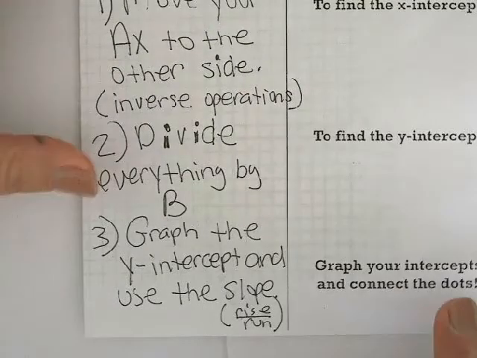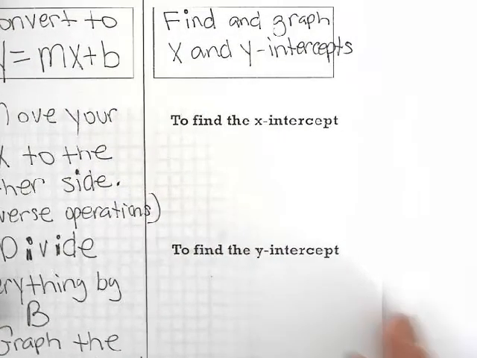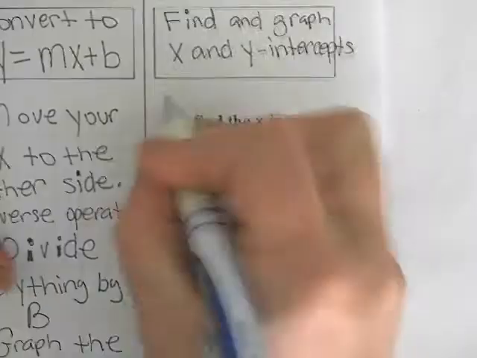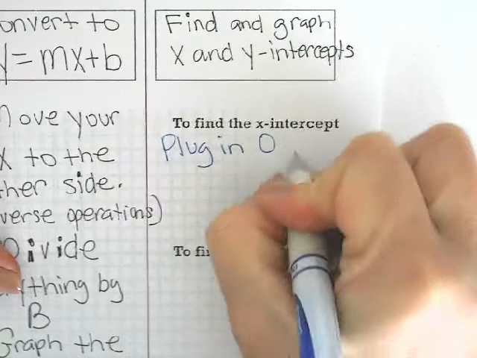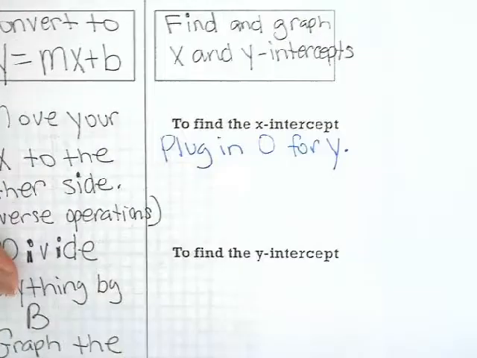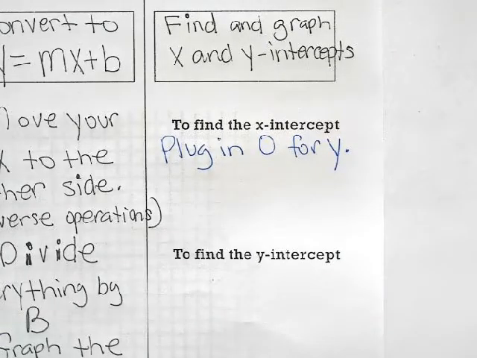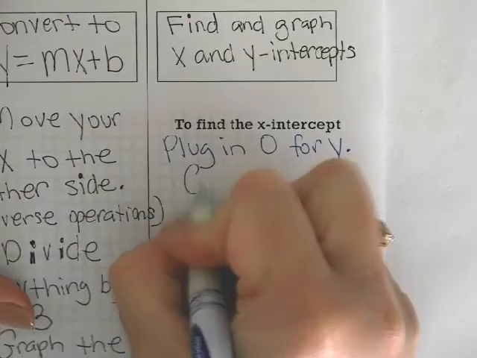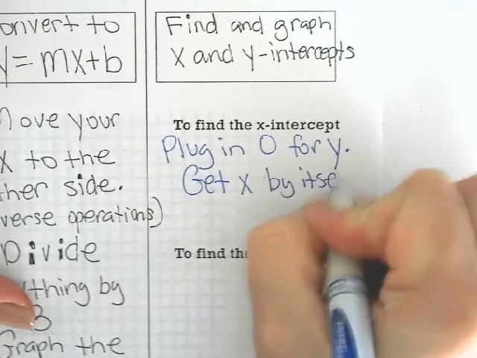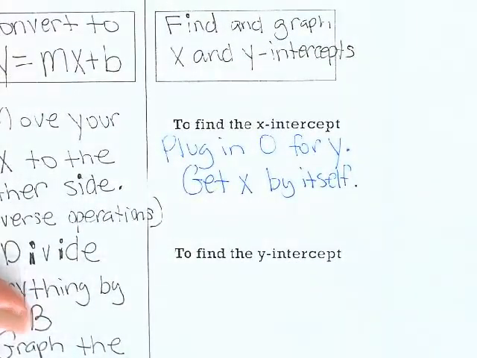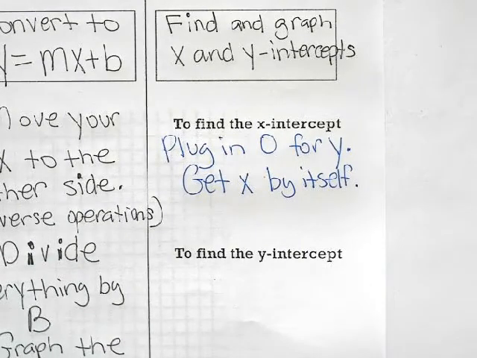Okay, method 2, which is mainly what we're going to be using today, and this is what's on the anchor chart. Find the x-intercept. So you're going to plug in 0 for y, and then you're just going to get x by itself, just like solving a one-step equation. Plug in 0 for y, get x by itself.